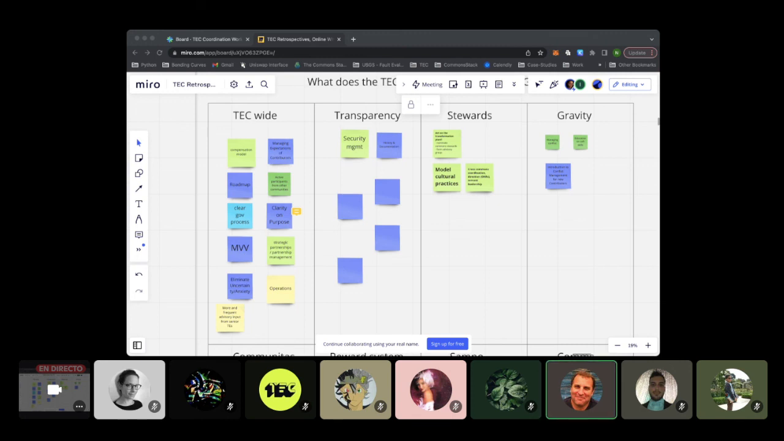I feel like there are some ways of doing this, but to be really clear, this is uncharted territory. There are models like holacracy and some other types of models that have attempted to go where we're trying to go. So we could probably learn from those models.